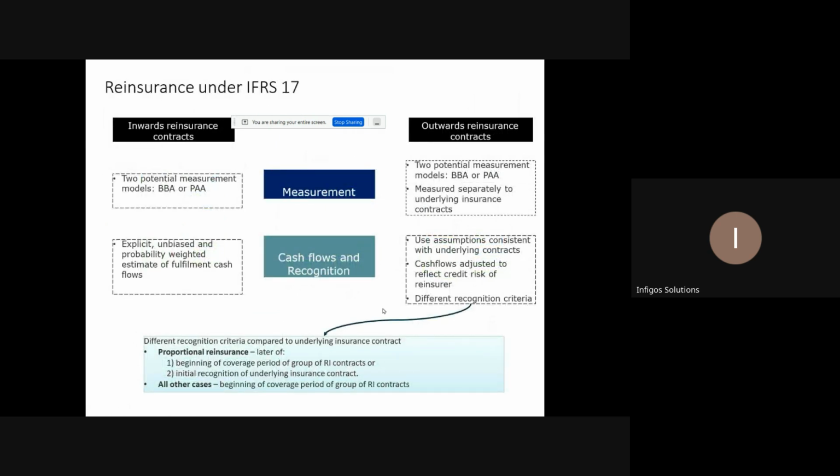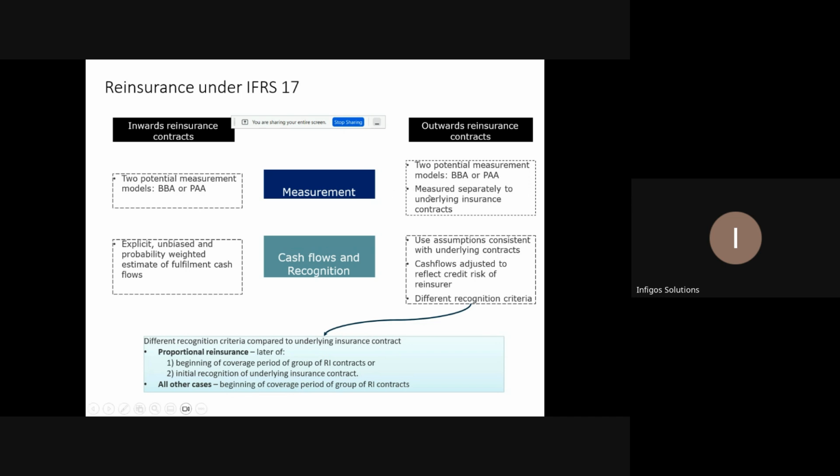Okay, we can, yeah. So we can talk about reinsurance now. Reinsurance is inward reinsurance or outward reinsurance. Inward reinsurance is basically where you have given an insurance contract and you want to insure yourself against the risk that a claim will come and wipe out all my profit. So you want to make sure that you have some inward insurance. There are two approaches for implementing that, BBA and PAA. And you will have cash flow, which is probability weighted, unbiased, fulfillment cash flow.